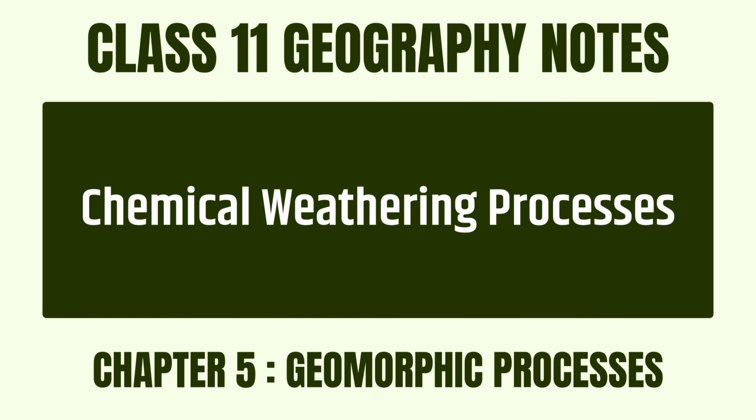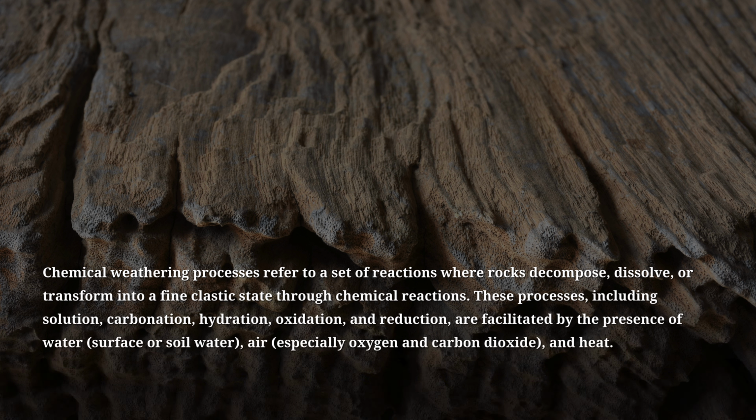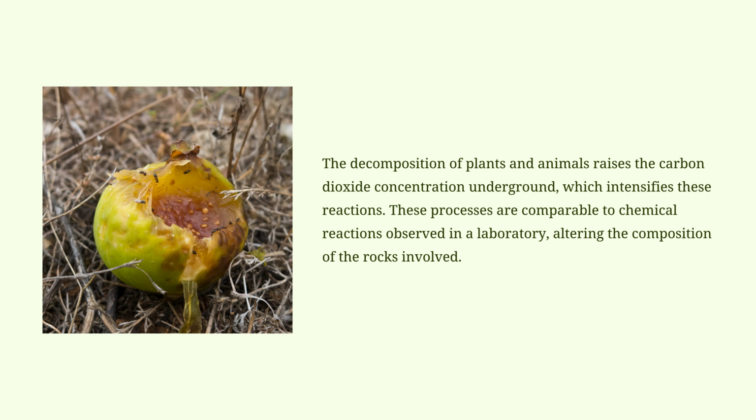Now, let's learn about chemical weathering processes. Chemical weathering processes refer to a set of reactions where rocks decompose, dissolve, or transform into a fine clastic state through chemical reactions. These processes, including solution, carbonation, hydration, oxidation, and reduction, are facilitated by the presence of water, whether it's surface or soil water, air, especially oxygen and carbon dioxide, and heat. The decomposition of plants and animals raises the concentration of carbon dioxide underground, which intensifies these reactions. These processes are similar to chemical reactions observed in a laboratory, as they alter the composition of the rocks involved.